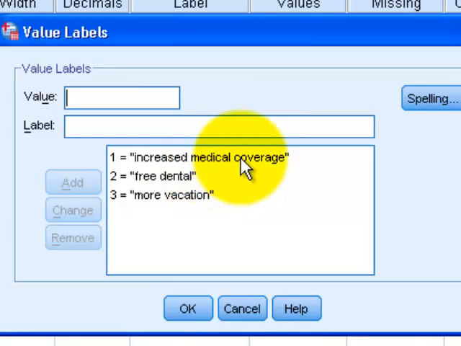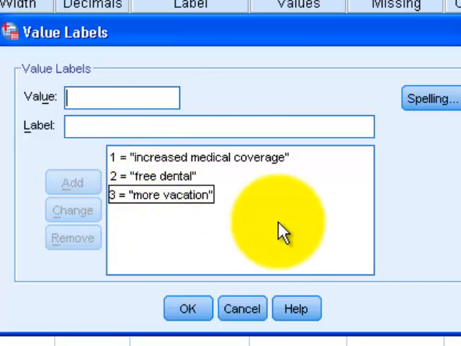So 1 is more medical, 2 is free dental. Man, I wish I had that one. And 3 is more vacation, okay?